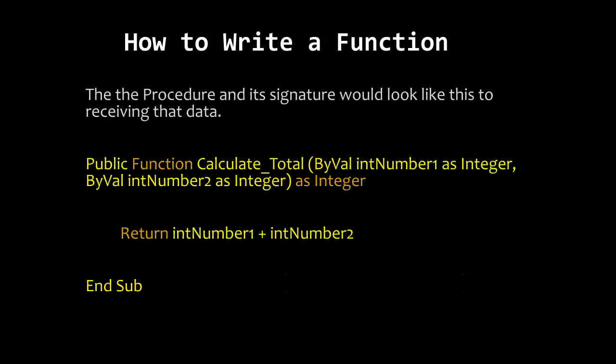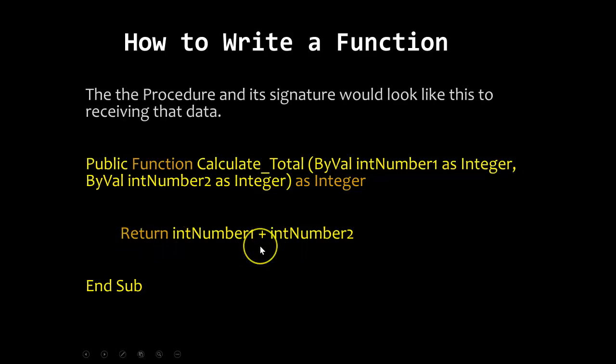Now let's look at how this function is written. So instead of public sub, we'll say the word public function, okay? That tells Visual Basic that this is a function now. It's going to return something. In this case, we're going to calculate total, same name. I'm going to receive by val my two parameters here. And then I'm telling it that I'm going to return something that's going to be an integer. So every public function should have a data type associated with it. It will be the data type that's returned and put on the left-hand side of the equal sign.